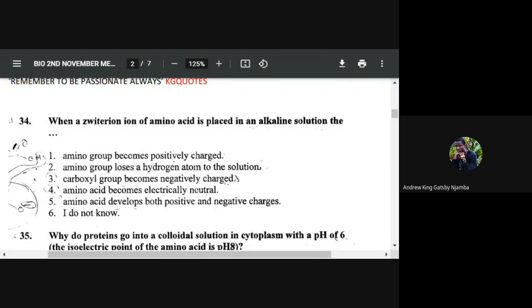So we're now going on question number 34. We are moving away from bar 1412. We're now going to bar 1401. So bar 1401, this is where we're getting this question from. When a deuterium ion of amino acid is placed in an alkaline solution, the dash amino acid. Okay, those are the options.